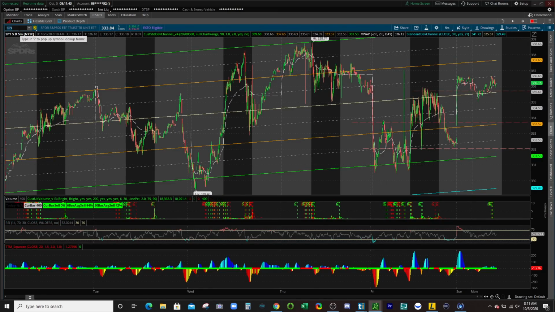All right, a couple other things we'll probably take a look at here is just the United States dollar. So we're going to go over and take a look at the dollar.